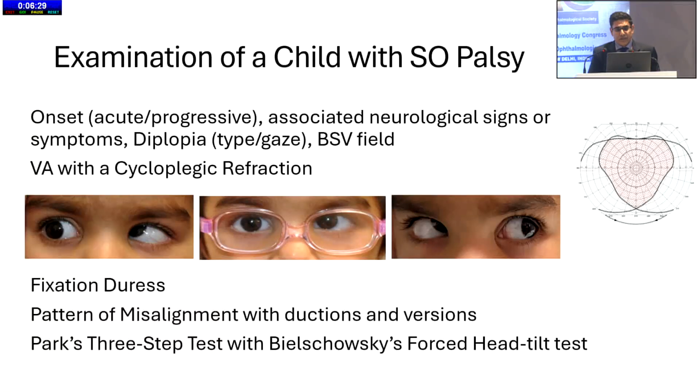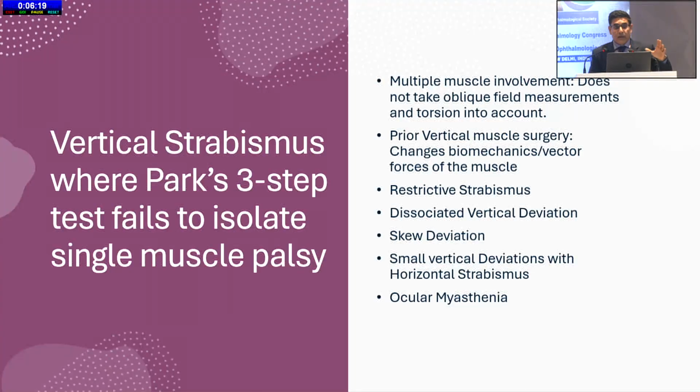Bach's three-step test with Bielschowsky's forced head tilt test is an excellent test, but typically for a unilateral isolated superior oblique palsy. There are a lot of conditions where this test fails to isolate a single muscle palsy. Because of the time, I'm not going to go into detail on all of these, but basically any multiple muscle involvement, because this does not take oblique field measurements and torsion into account. So it's important to make sure that you're not making the diagnosis solely on the basis of this test.